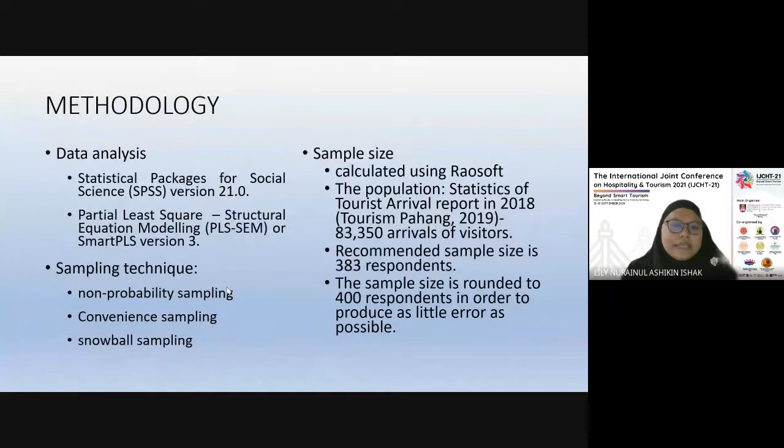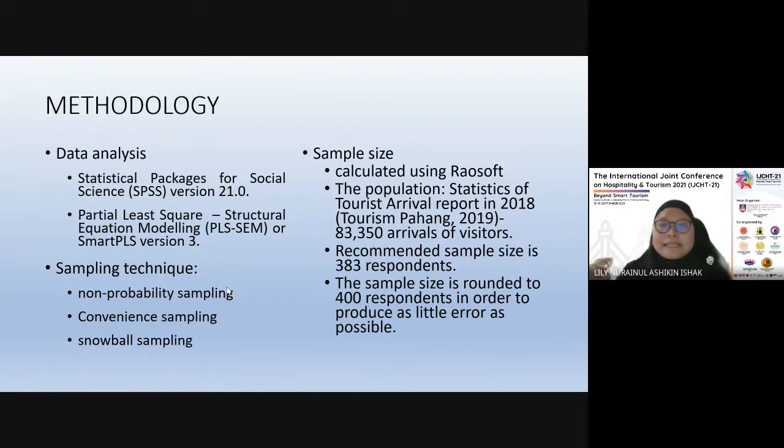As for the sampling technique, we used a non-probability sampling technique: convenience sampling and snowball sampling. Convenience sampling refers to participants who are casually loitering around and available to answer the questionnaire at the time, while for snowball sampling, some participants coincidentally refer and involve other people, like friends and family, to also step in to answer the questionnaire.